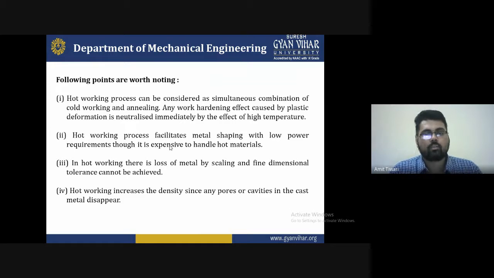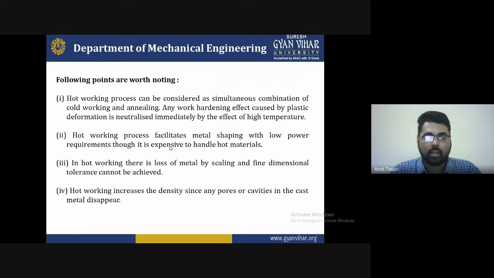The following points are worth noting in the case of hot working. Hot working processes can be considered as a simultaneous combination of working the metal and annealing. Its work hardening effect caused by the plastic deformation is neutralized immediately by the effect of the high temperature. Hot working also proceeds with less power required, though it is expensive to handle the material.